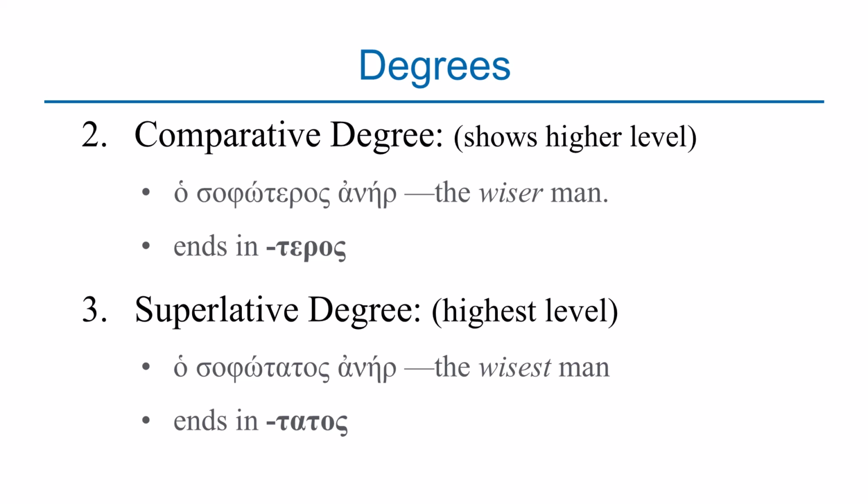The difference between the comparative degree and the superlative degree is that in the comparative, the adjective is going to end with teros. In the superlative, the adjective is ending with tatos. For example, you have sophotatos and nea, the adjective being sophotatos, ending with tatos. That shows you that the adjective is in the superlative degree, the highest level.